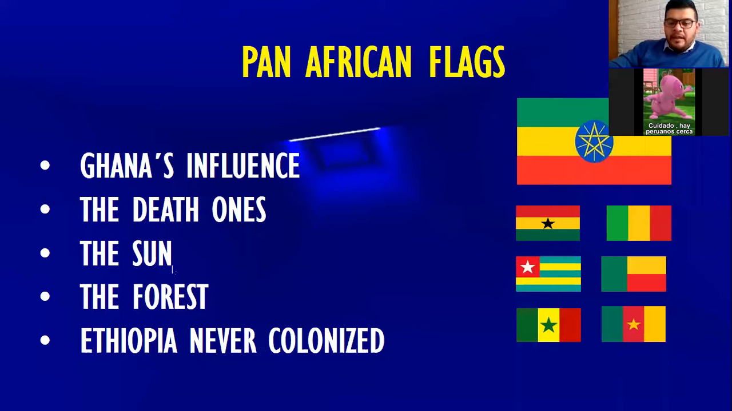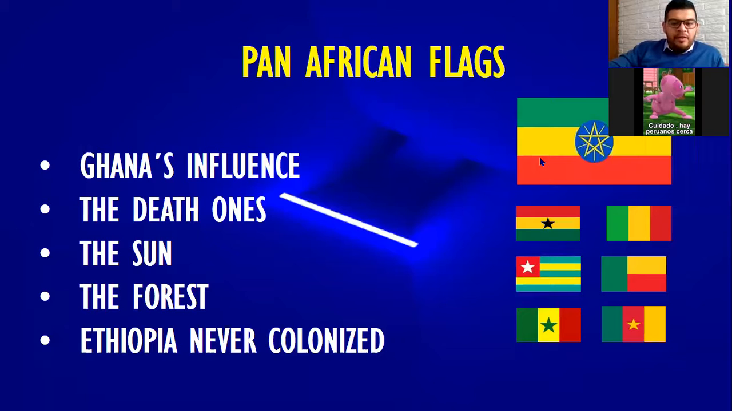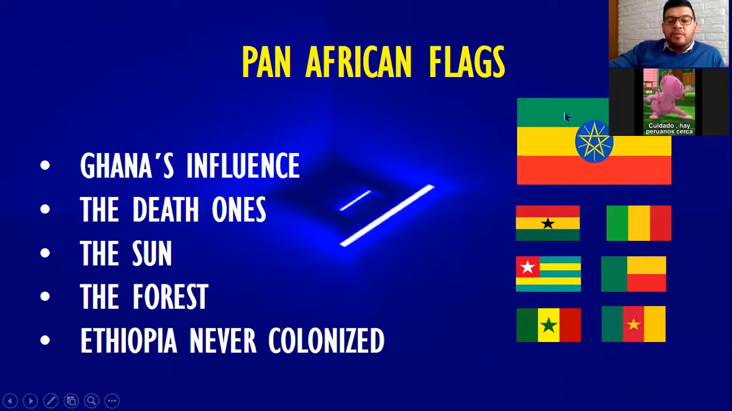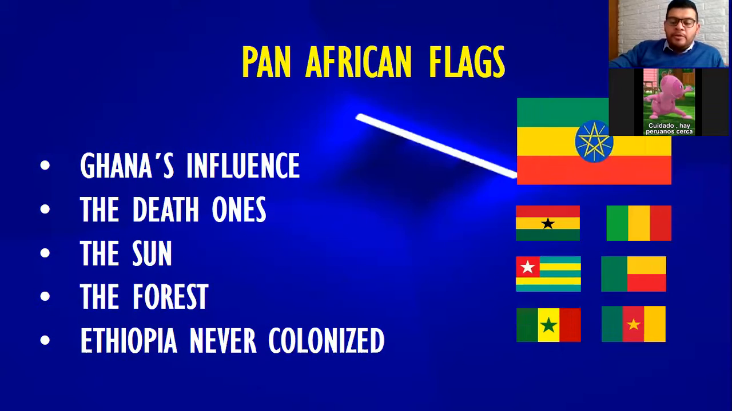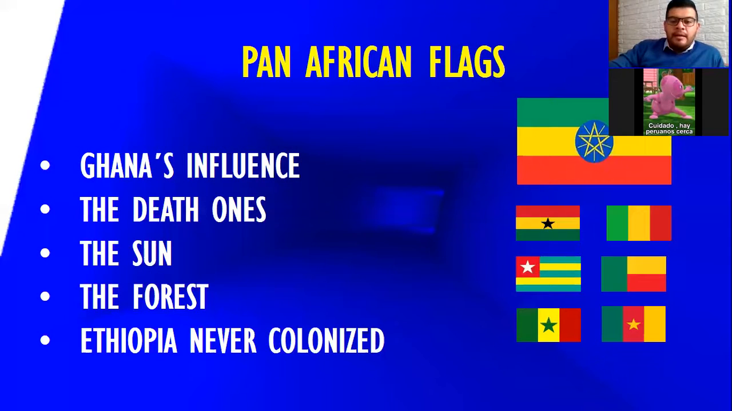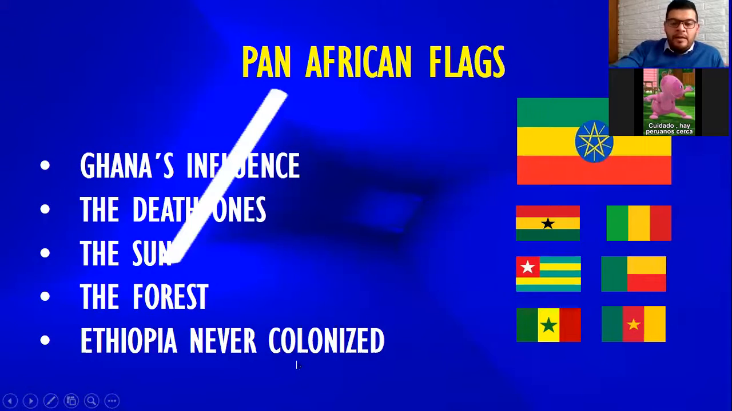And the yellow color represents the sun. You know that these countries have very, very hot temperatures, so the yellow color is represented by the sun. And green because of the forest, because these countries are very rich in woods. So that's why they are represented with green color. And this is what I have already told you about Ethiopia, that was never colonized.